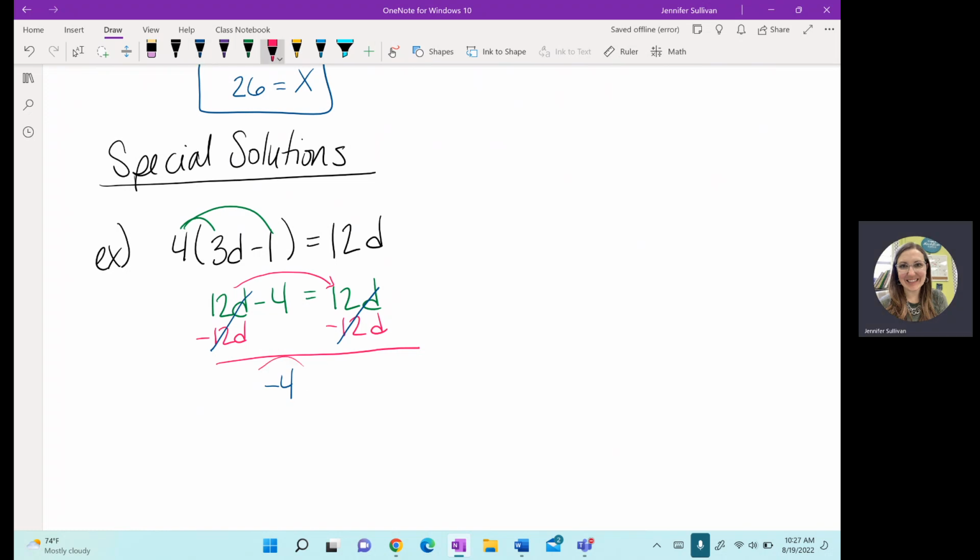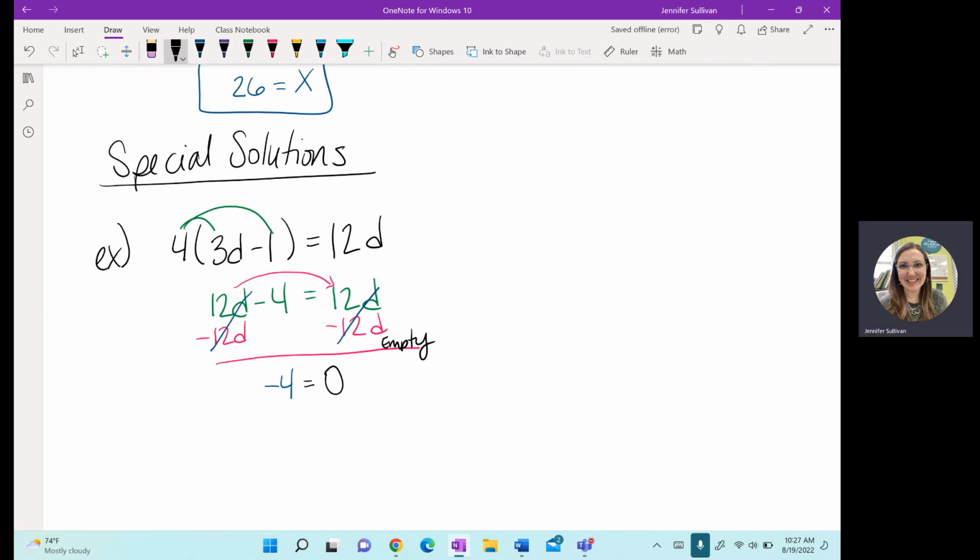Does that mean that my answer is negative 4? Everyone tell me no. No, no, no. Because we still have this equal sign. But now what's happening is that on this side of the equal sign, there's nothing. Everything cancels, so it's empty. And so we have to put a 0.